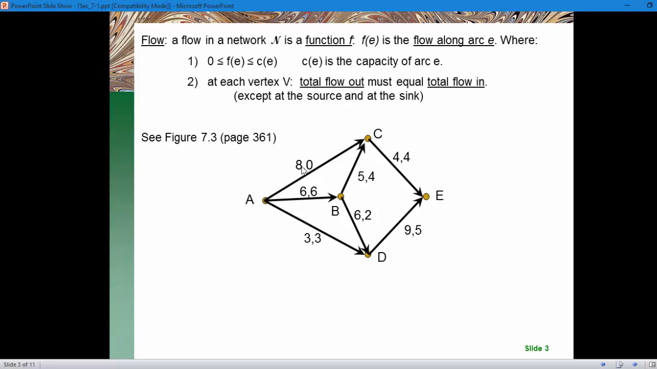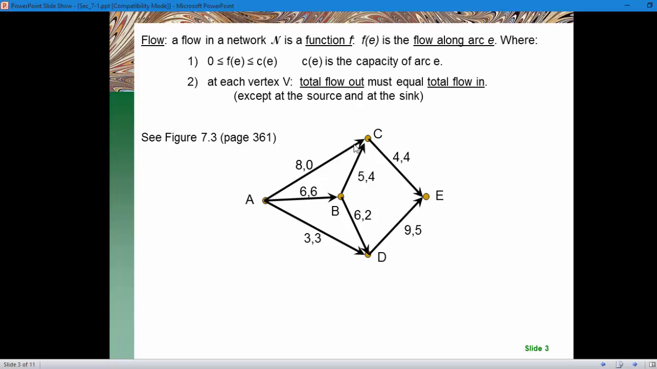The second number is the value of the flow at that arc. This is 0 and this is 8, so 0 is less than or equal to 8, and it's a non-negative number. Look at this number 4, so less than or equal to 4. So the second number is always less than or equal to the first number, and the second number cannot be negative.